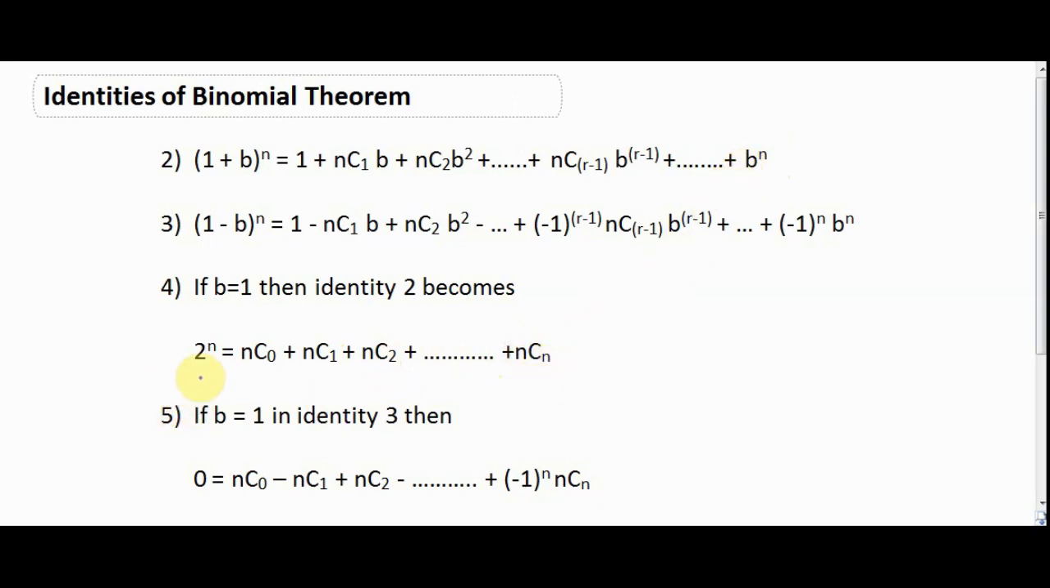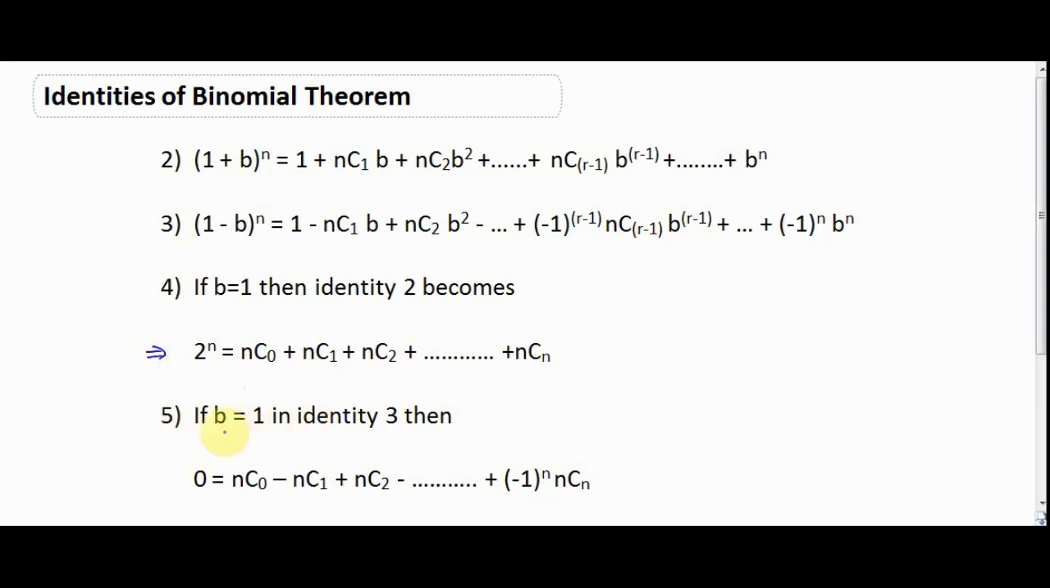So we are getting a very important identity here. nC0 plus nC1 plus nC2 plus etc. plus nCn will be equal to 2 raised to n. So that means the sum of binomial coefficients will be equal to 2 raised to n. So it's a very important identity.